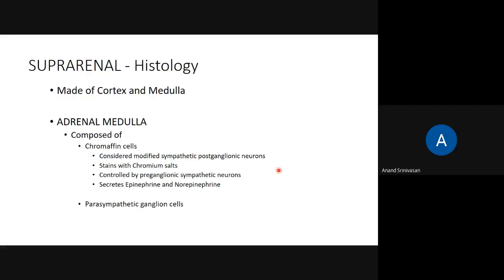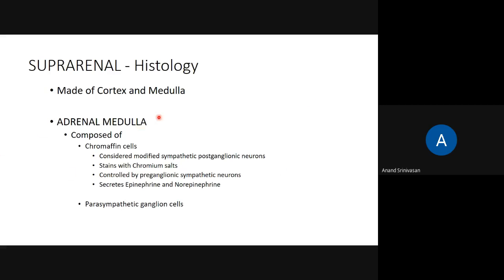Now let's look into the histological aspects. Histologically, the adrenal gland can be divided into two parts, an outer cortex and an inner medulla, both right and left.